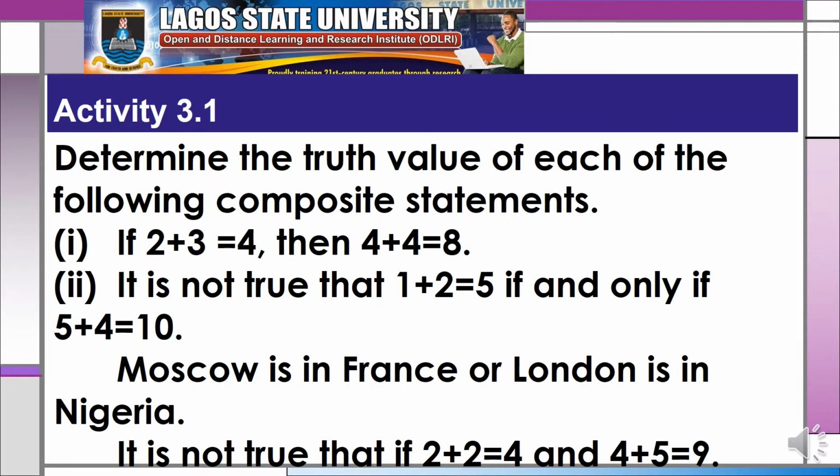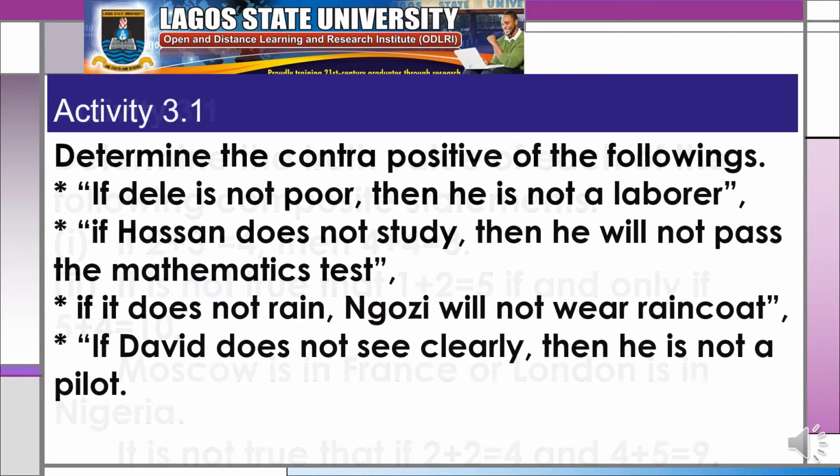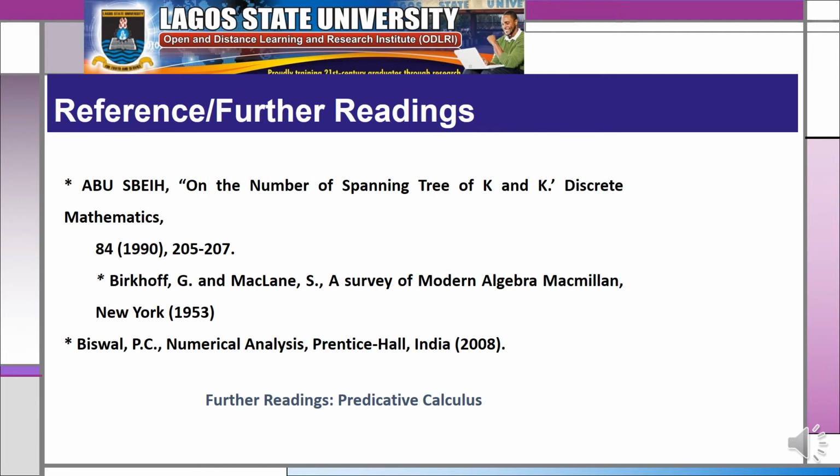Now this is another activity which you can also transform into symbolic forms. Determine like the case of: If Dele is not poor, he is not a laborer. If Hassan does not study, then he will not pass the mathematics test. If it does not rain, Ngozi will wear a raincoat. If David does not see clearly, then he is not a pilot. We have some references and further readings which you can go into for further understanding of the subject.